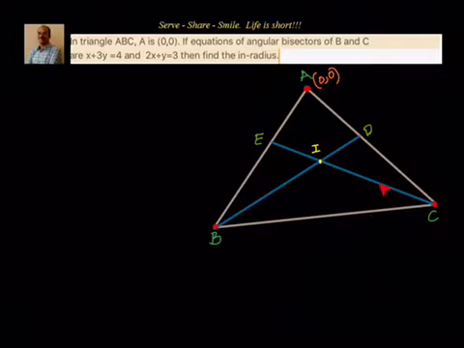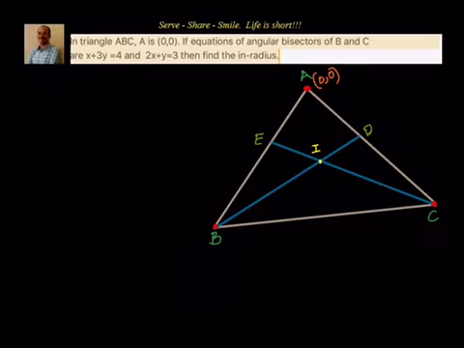Once we solve that, I'll explain why the image of A on the angular bisector will be a point on the opposite side. That we will see afterwards, but first we will write down the steps. We'll try to solve the problem, then I'll explain why we are using that. So let's go back and write down.